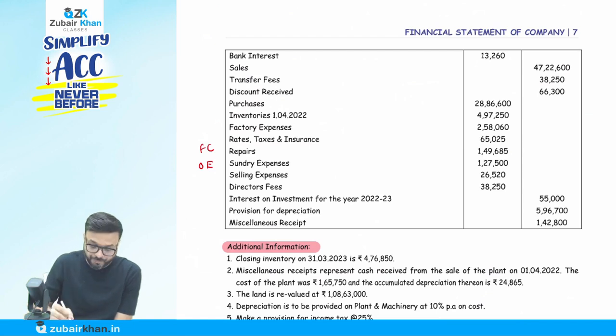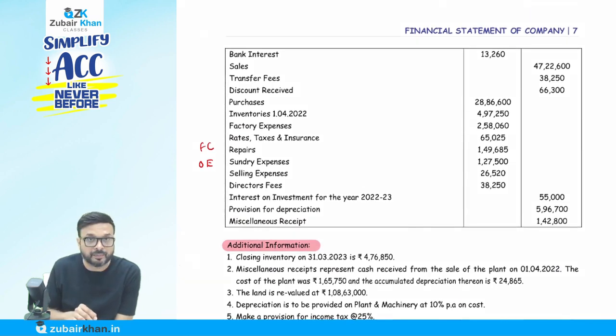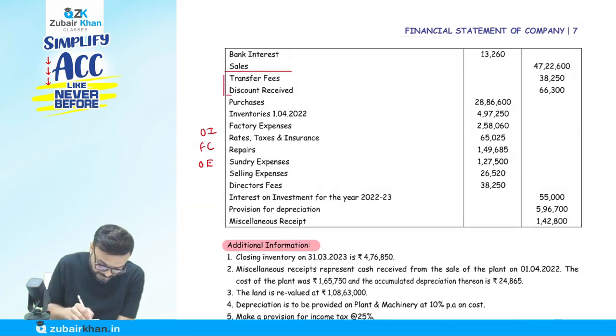But here what happened? The same adjustment might come here. Might be they have a profit here, but there are so many items of other income here: the transfer fees, discount received. So we'll make one note to account on other income as well. So there are three notes to account. Why do I prepare on the other income? Because of these items.